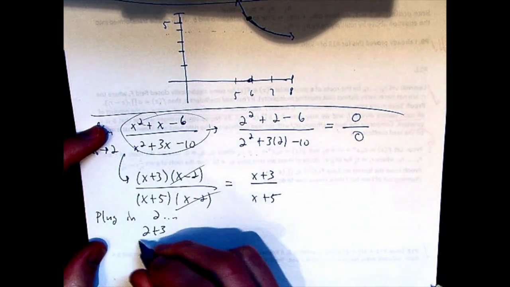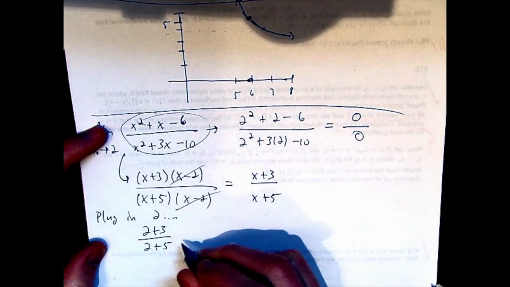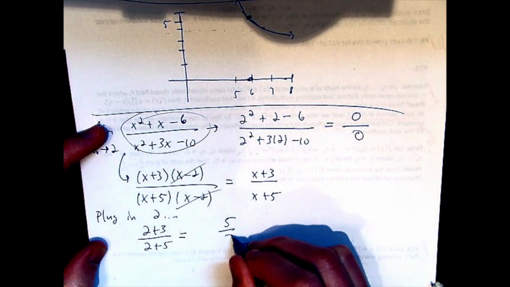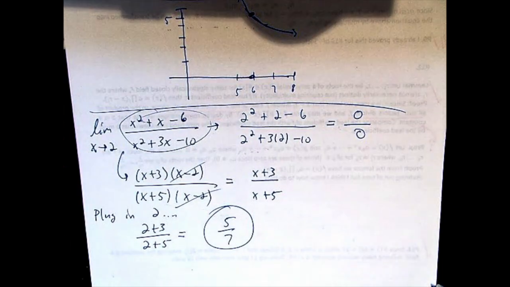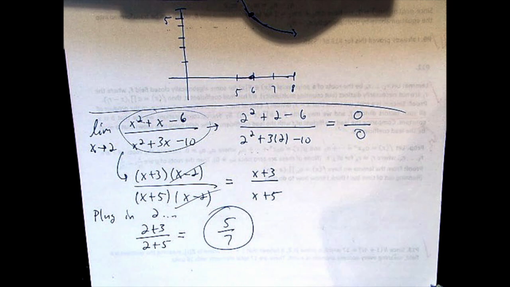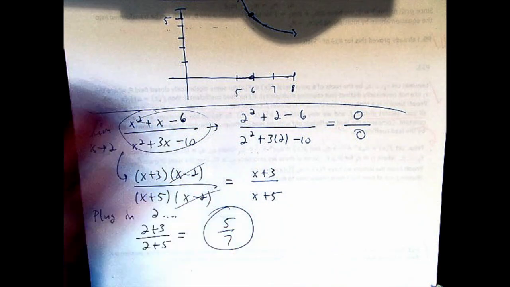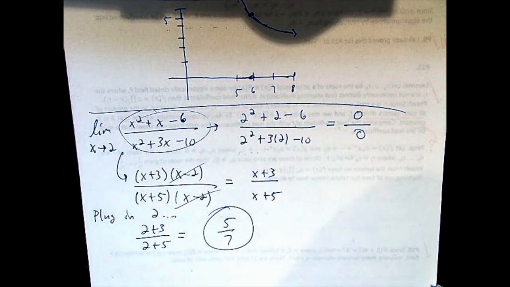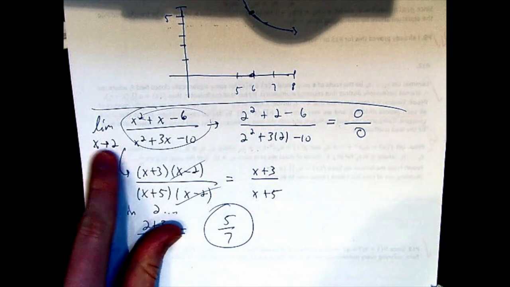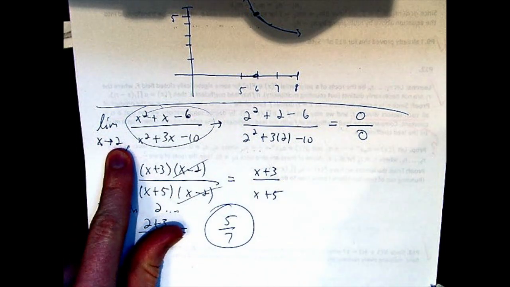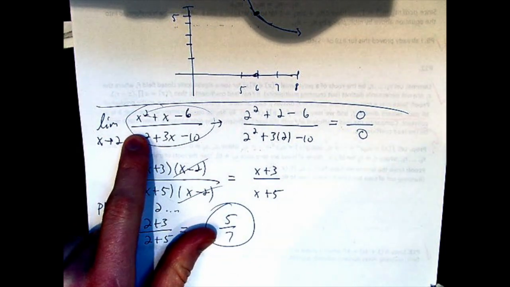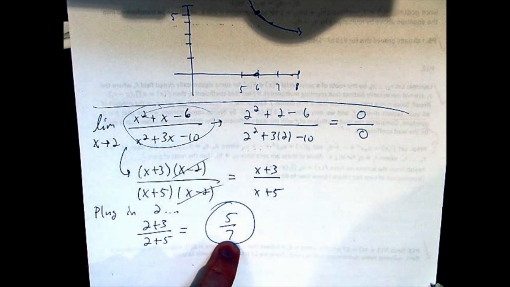2 plus 3 over 2 plus 5, that's 5 over 7. And yep, that's a perfectly reasonable number, right? So because that's a proper number, that's the value of the limit. Okay, the limit of this expression, it's 5/7. And what that's telling you is that as x gets very close to 2, the value of the function gets very close to 5/7.